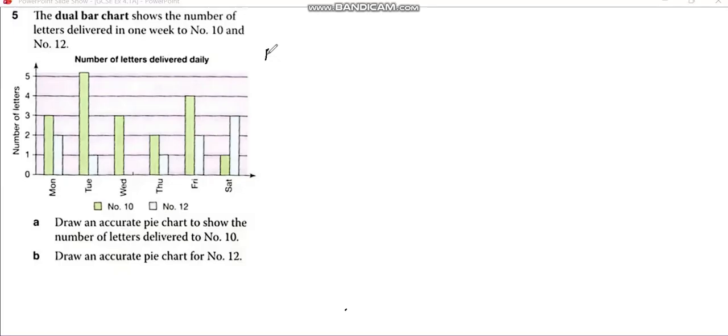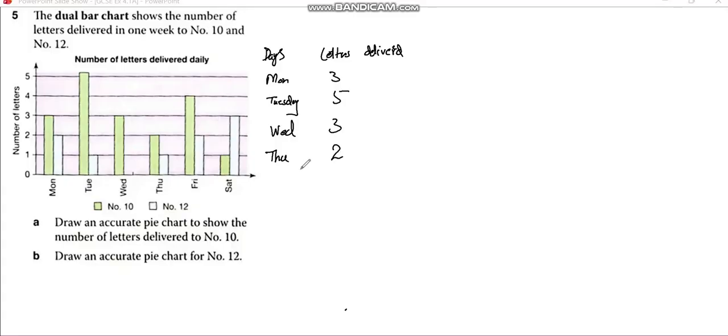So we can write the days and make a table over here. On Monday, 3 letters were delivered. On Tuesday, 5 letters were delivered. On Wednesday, again 3 letters were delivered. On Thursday, 2 letters were delivered. On Friday, 4 letters were delivered. And on Saturday, 1 letter was delivered. So in total, 18 letters were delivered.